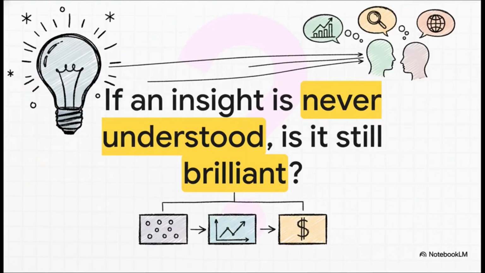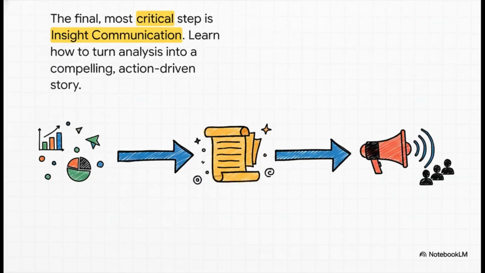So let me leave you with this thought. You could discover something that could literally change the entire direction of your company. But if you can't explain it clearly to the people who actually need to make the decisions, was it ever really brilliant in the first place? Did it even really happen? And that right there is why our final step is, you could argue, the most important of all: insight communication. This is where we learn how to take all our numbers and charts and transform them into a compelling story that actually drives action and gets real results. And we're going to cover exactly how to do that in our next explainer.